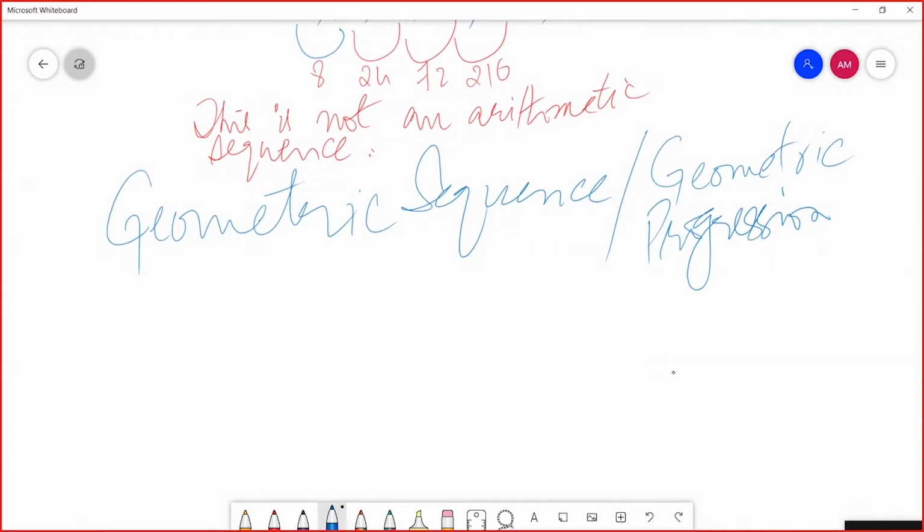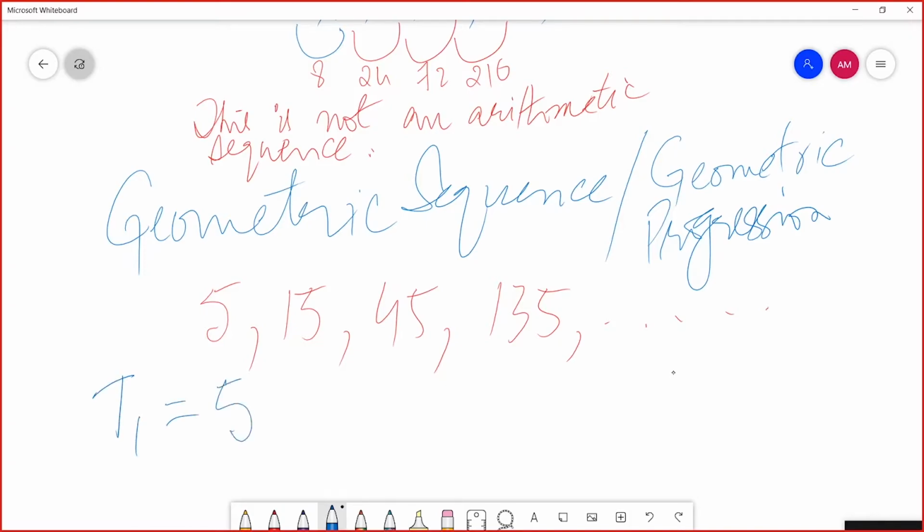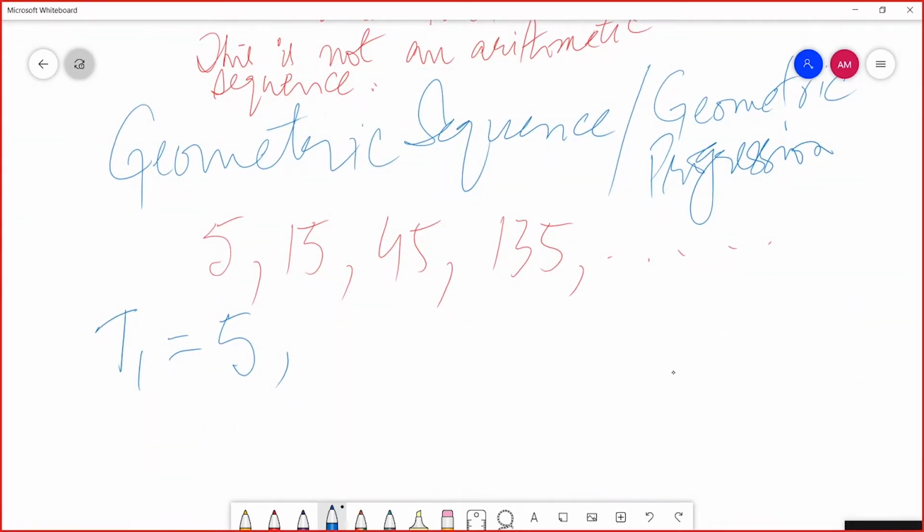Let me first write a sequence and I would ask you to tell me how this is. There is a 5, there is a 15, there is a 45, 135, and so forth, so on. What is T1 here? 5. Okay. And how are we finding the next terms? Multiplying term 1 by 3. Yeah. So if you see here, let me just rub it because I need this.